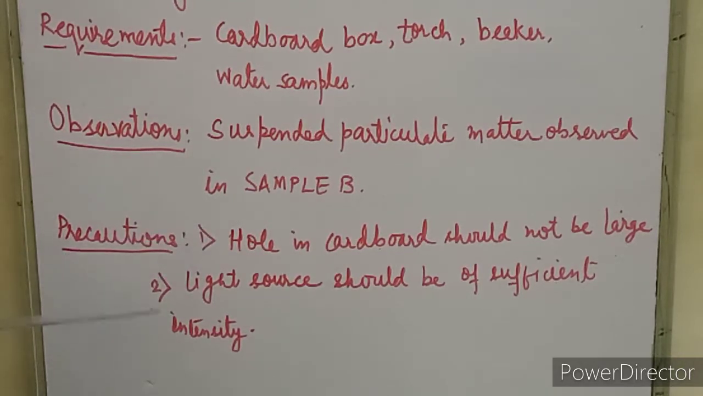The precautions: the hole which is made on the cardboard box should be small, it should not be large, and it should be at the same region on both the sides. The light source should be of sufficient intensity. So this is our second part of the experiment. Now we will be performing the third part of this experiment.